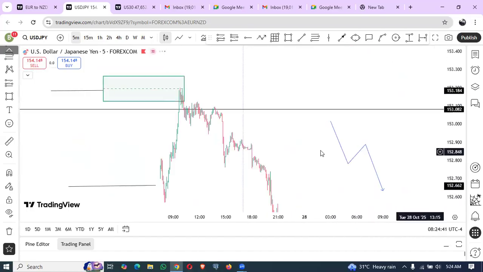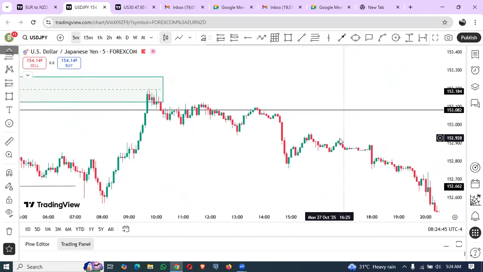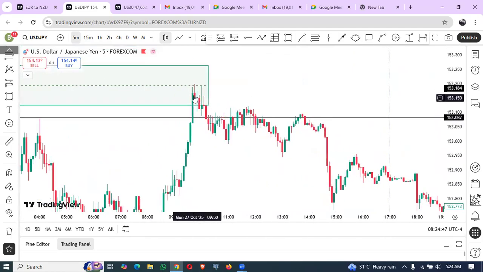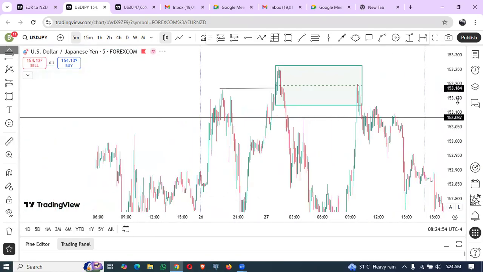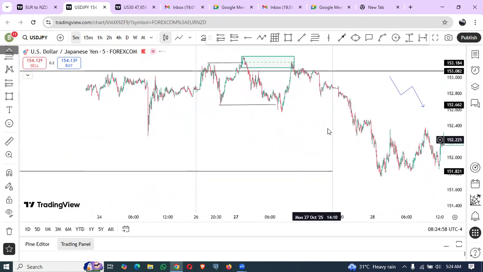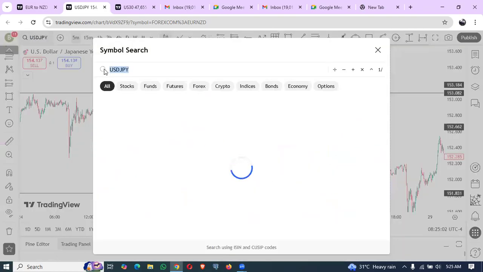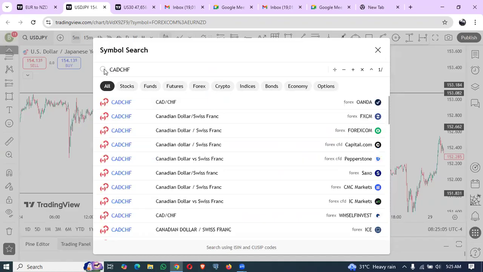So I use the higher time frame for structure mapping. If you come down to M5 as well, you can see a doji formed, another doji confirming this zone. Then you go short, put your SL above, and that's it. You hit TP and you leave the market. So I think CAD/JPY as well.